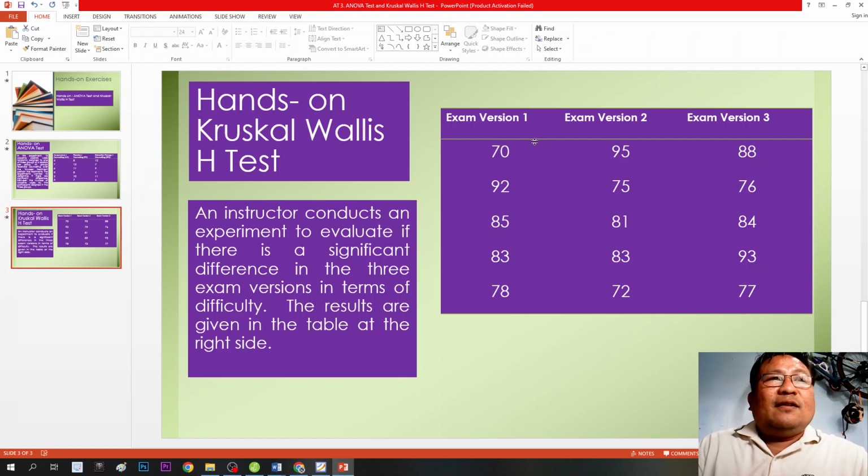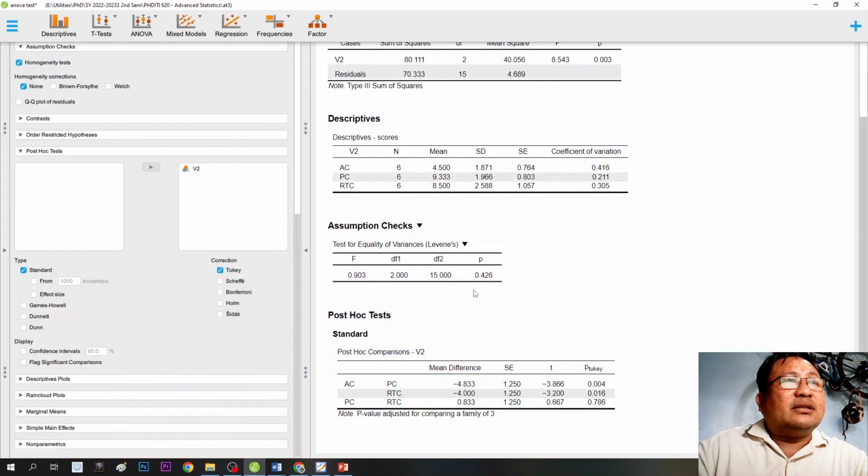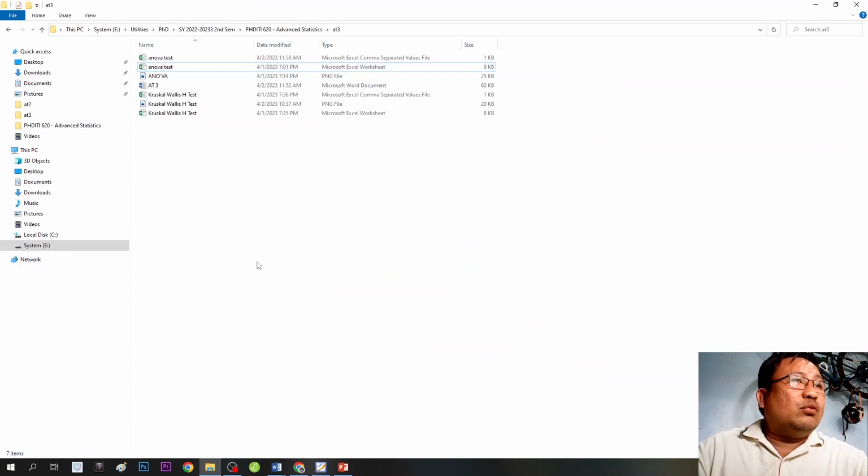So here we have a table which depicts three versions of exam: exam version 1, exam version 2, and exam version 3. These data are actually already encoded in Microsoft Excel. So let us look at it. And we will use JASP to analyze the data.